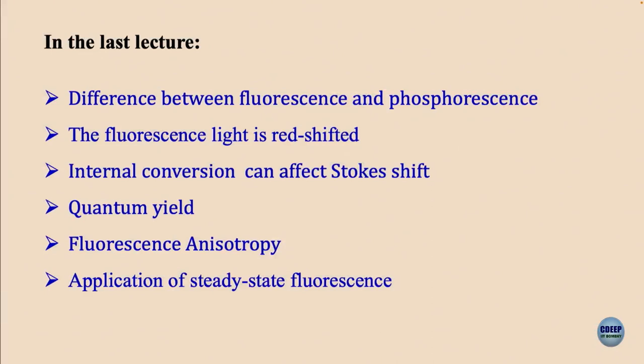I started and went into detail to explain the difference between fluorescence and phosphorescence. Fluorescence comes from the singlet state. Phosphorescence comes from the triplet state. Fluorescence is faster, phosphorescence is relatively slower. We also discussed that the fluorescence light that is emitted is red shifted, and the reason is that it comes from the lower vibrational state.